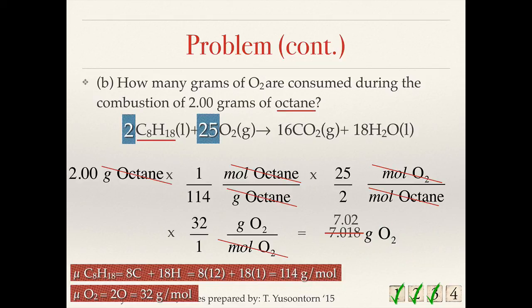And let's also think about what this answer means. This means for every 2 grams of octane we burn, we need 7.02 grams of oxygen for the combustion reaction. And this is really important because it tells chemists what amounts they need to think about when they're designing reactions. So this is our first stoichiometry problem. Good luck.